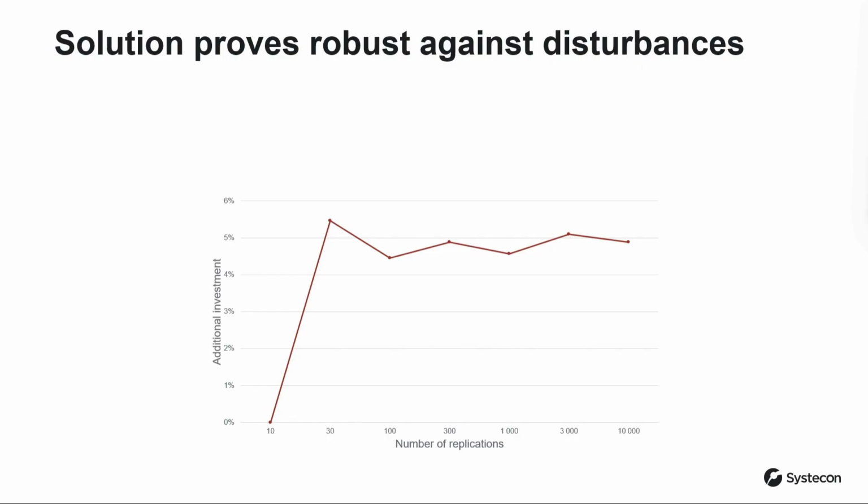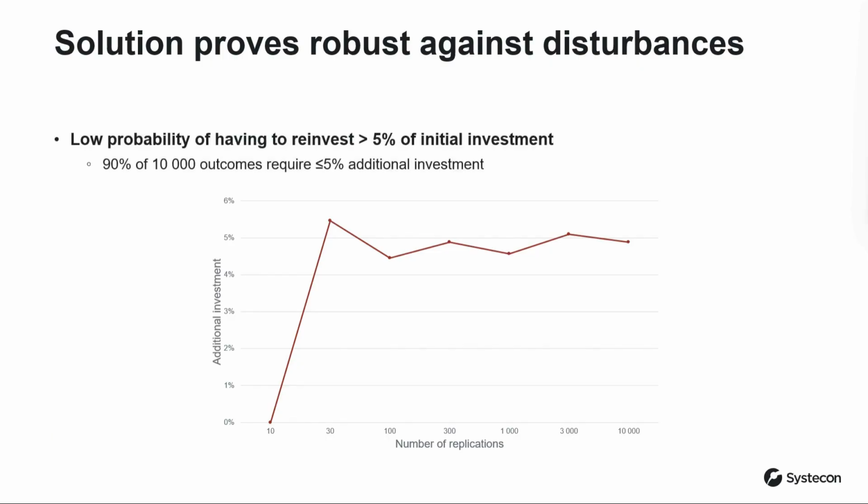It turns out that in 90% of the 10,000 outcomes, you will not have to spend more than roughly 5% of the initial investment as an additional investment. This goes to show that the risk that you will make a wrong prediction and that you will have to pay a high price for that is not as big as you might imagine. Now, this is based on an uncertainty level of plus minus 20%. Let's experiment with this and see how larger uncertainty levels affect the final results.